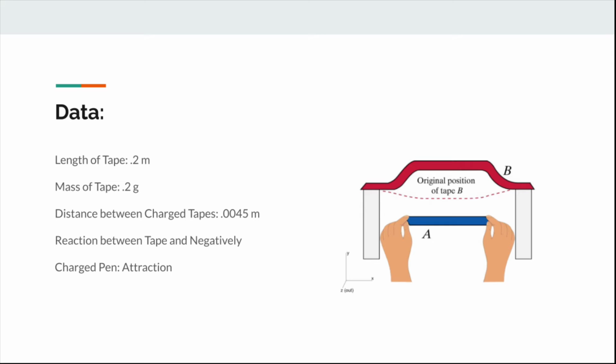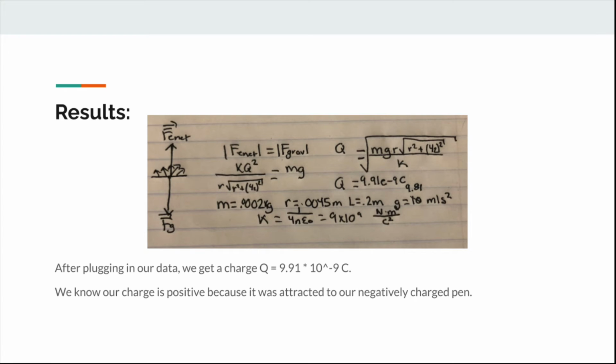So we rubbed a pin against my hair, and we knew that was negatively charged, so all we had to see was the reaction between the tape and the pin. And we found that there was a strong attraction, meaning that our tape was positively charged. After combining the different principles and deriving an equation, we got a charge of 9.91 times 10 to the negative 9th power coulombs. We got this by setting up Newton's second law, and since there is no acceleration, the net force must be equal to 0. So the force of gravity must equal the electric force, and then we plugged in our formula for the charged rod, giving us this nice equation here in the top right.